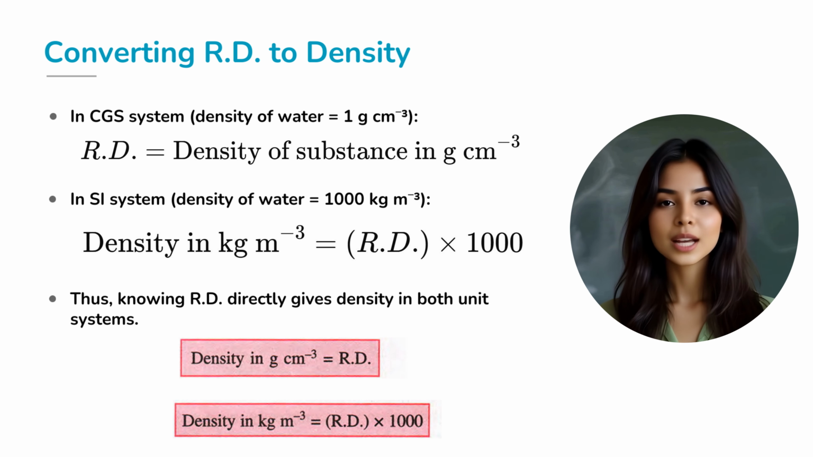Now, let's connect RD with density in different unit systems. In the CGS system, where the density of water at 4 degrees Celsius is 1 gram per cubic centimeter, the RD is numerically equal to the density of the substance. In the SI system, the density of water is 1000 kilograms per cubic meter. So, density in SI units equals RD multiplied by 1000. This relationship makes conversions between the two systems very straightforward.